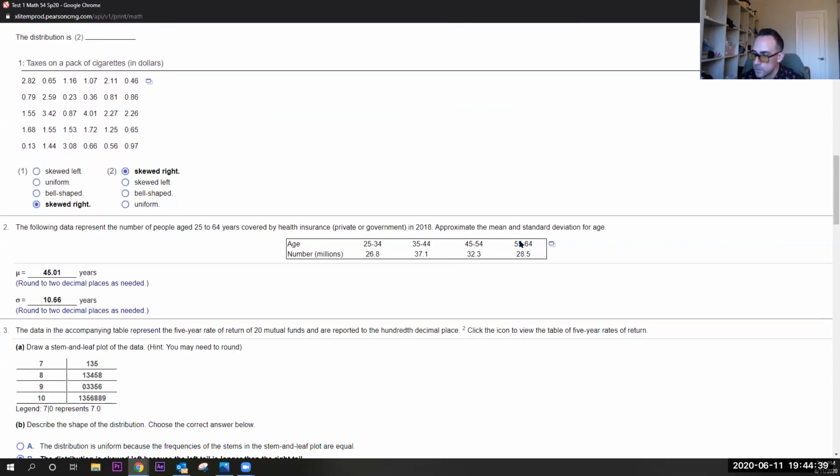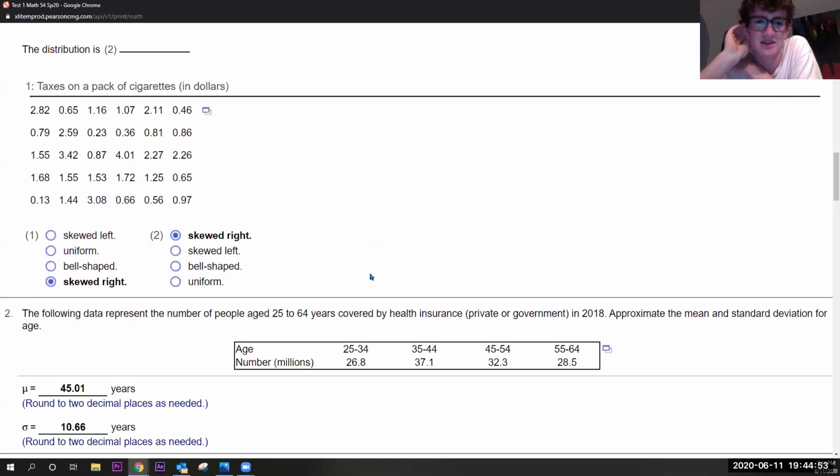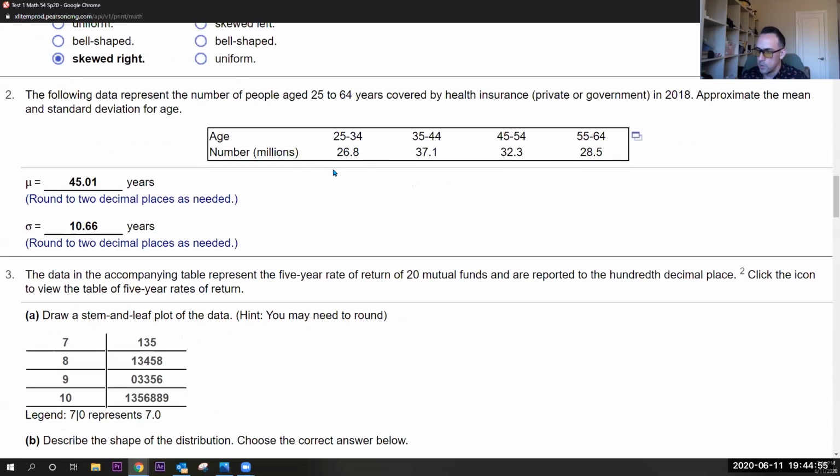Okay, here, this is a good one. This is grouped data. It goes 25 to 34, 35 to 44, right? So how would you do this one? Do you guys know? Couldn't you just plug it into your list on the calculator and do 1-Var Stats? Yeah, well, hold on. Not quite. Be careful, because this is grouped data. This is not regular data. So do you know how to handle grouped data?